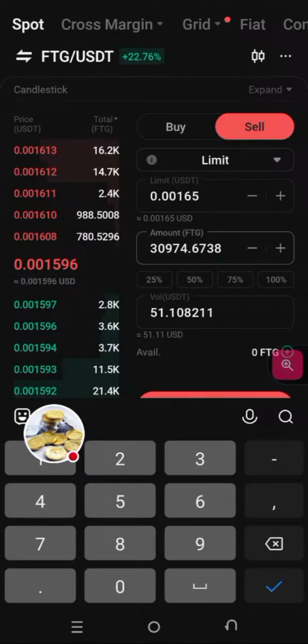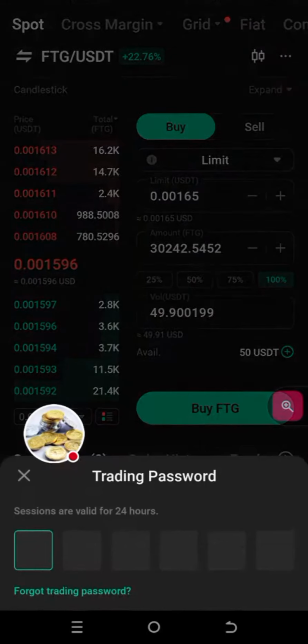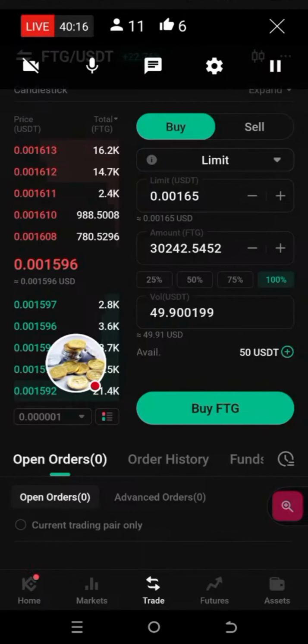Let's work with this, right? So let's go with the buy. I'm just going to put in 100% and let's try and buy. Oh, it's asking me for my trading password. I'll pause the live stream and do this for you.